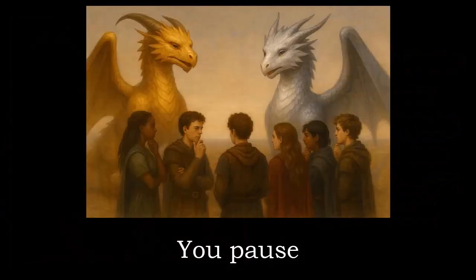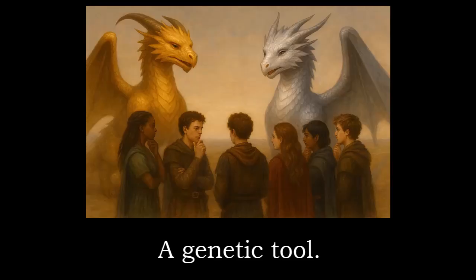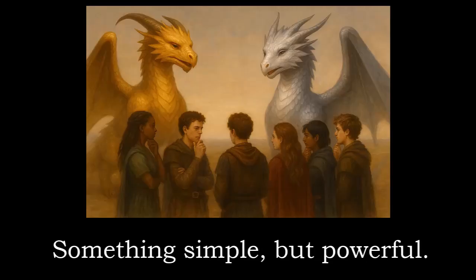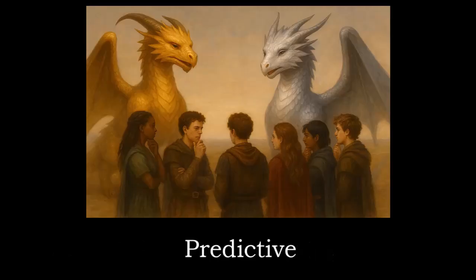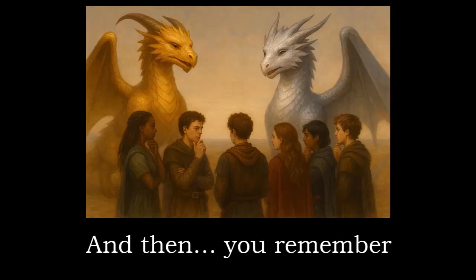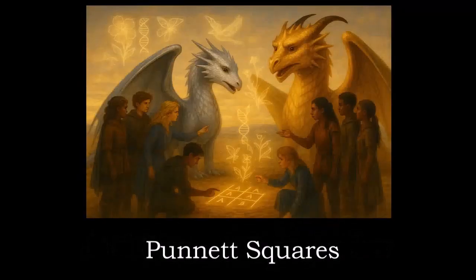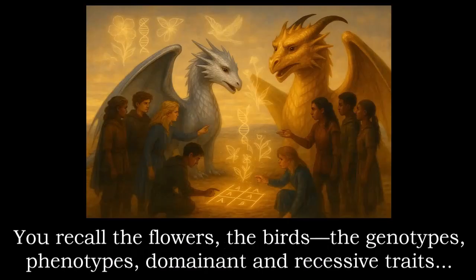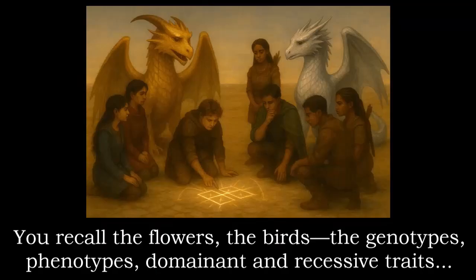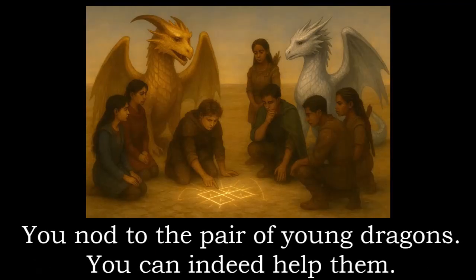You pause. Think. A genetic tool. Something simple but powerful. Predictive. And then you remember. Punnett squares. You recall the flowers, the birds, the genotypes, phenotypes, dominant and recessive traits. You nod to the pair of young dragons. You can indeed help them.